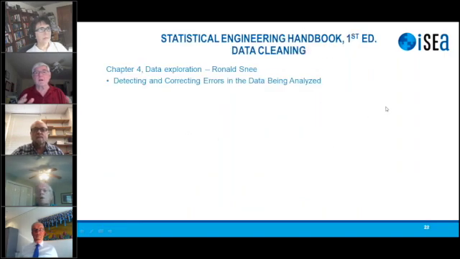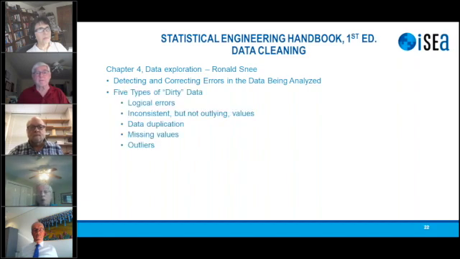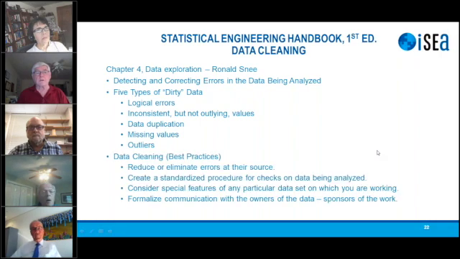So what is data cleaning? Lynn mentioned that a little bit. It's about detecting and correcting errors in the data that are being analyzed. In this section, we talk about 5 types of dirty data. If we're going to clean it up, it must be dirty in the first place. Things like logical errors, inconsistent values, data duplication, missing values, and outliers or atypical values. And so we talk about how to clean that data and get that out of the way.